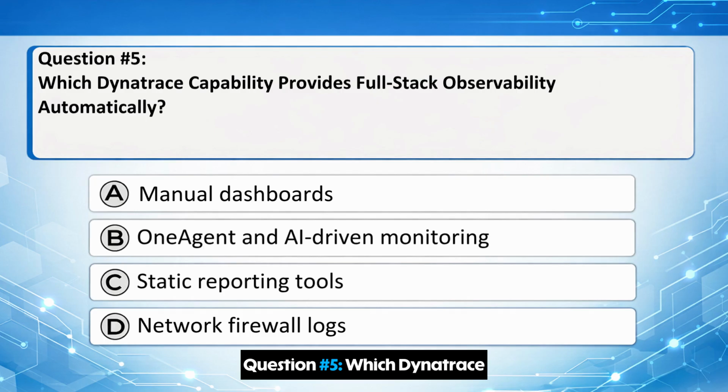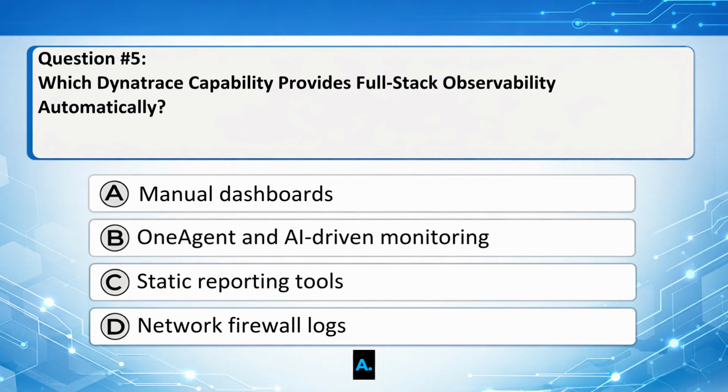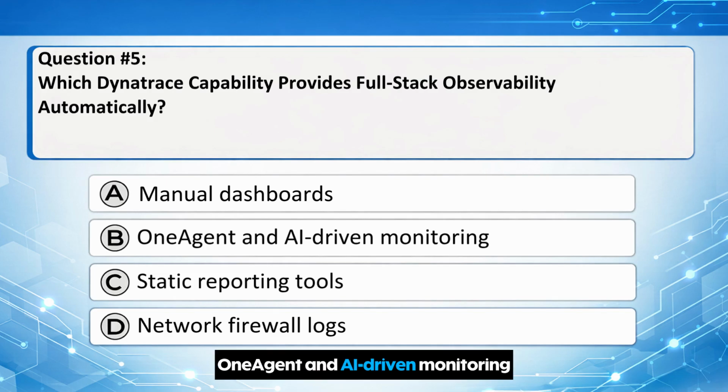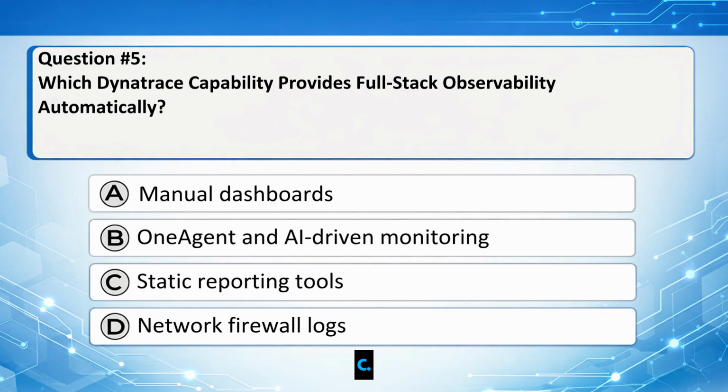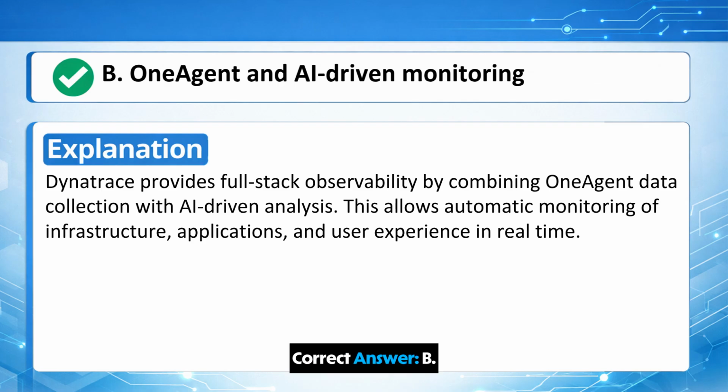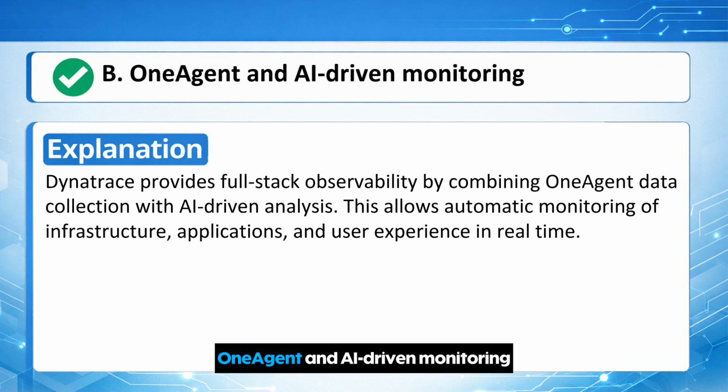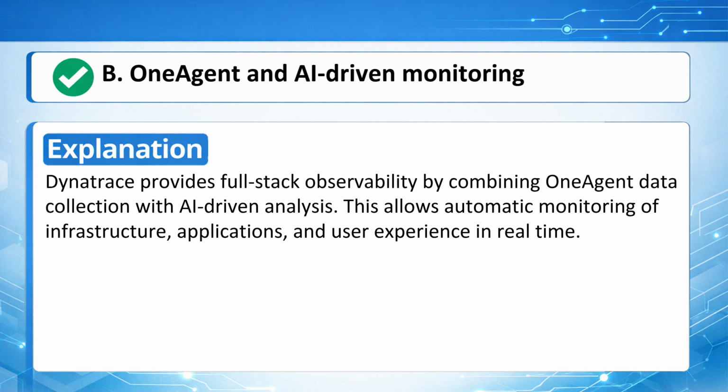Question number 5. Which Dynatrace capability provides full-stack observability automatically? A. Manual dashboards. B. OneAgent and AI-driven monitoring. C. Static reporting tools. D. Network firewall logs. Correct answer: B. OneAgent and AI-driven monitoring.